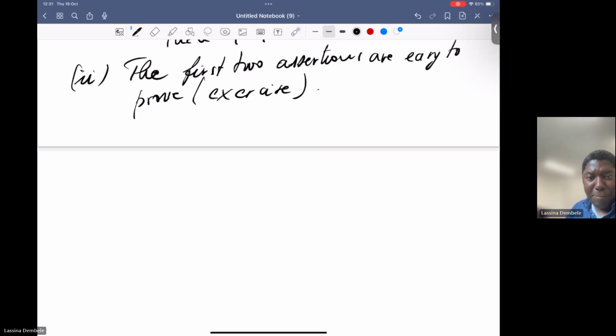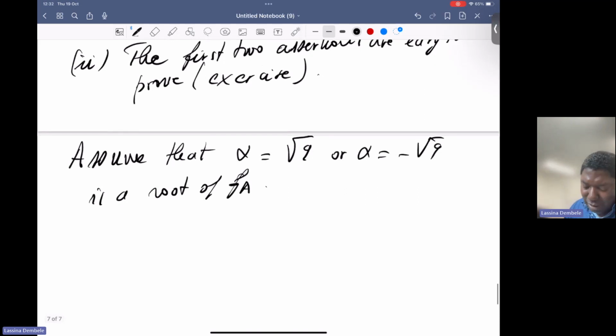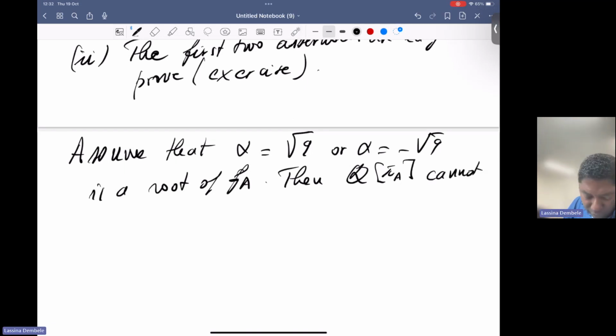So assume that alpha equals square root of q, or alpha equals minus square root of q, is a root of Fa, right? So that tells you that this field cannot be a CM field. Because if this were a CM field, then all the roots of the polynomial would be complex.